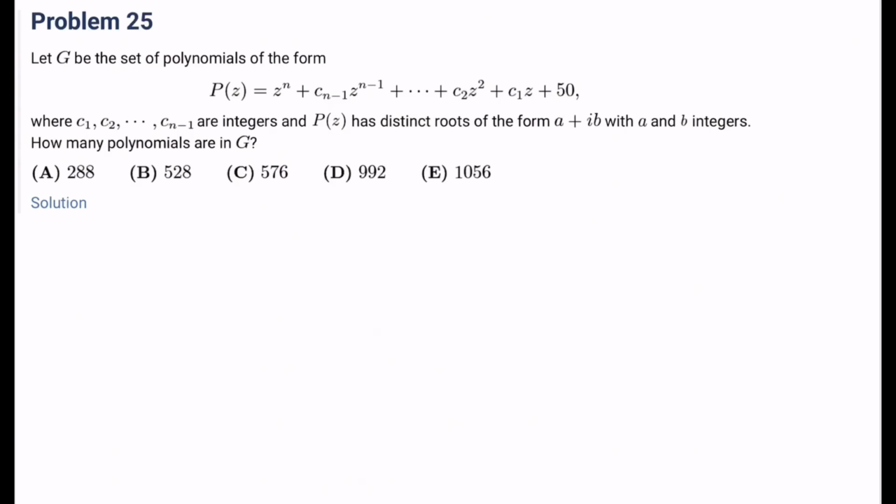Problem number 25. Let G be the set of polynomials of the form P(z) equals this thing, where c1, c2, all the way to c_{n-1} are integers, and P(z) has distinct roots of the form a plus ib with a and b integers. How many polynomials are in G?